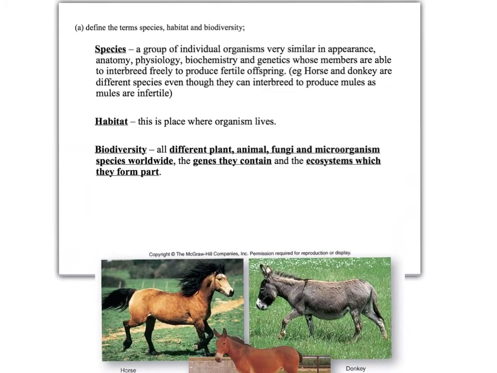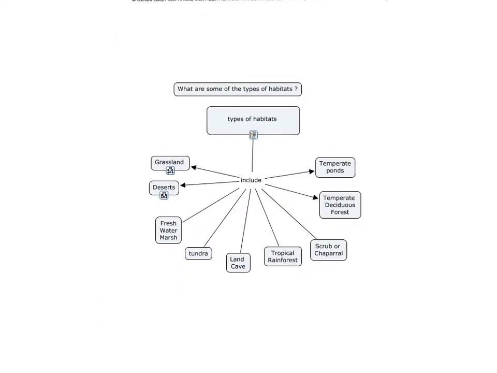So moving on to the next definition, we have habitat, and this is simply where an organism lives. There can be all sorts of descriptions of habitat, and it's a description of the abiotic and biotic factors that exist in a particular region. So here we have types of habitat. We could have a grassland habitat, deserts, freshwater marshes, tundra, a land cave, tropical rainforests, scrub or chaparral, temperate deciduous forest, and temperate ponds. Okay, these would all be examples of types of habitat.